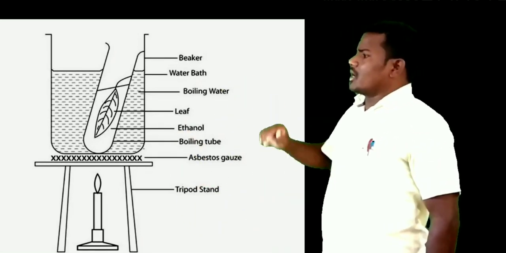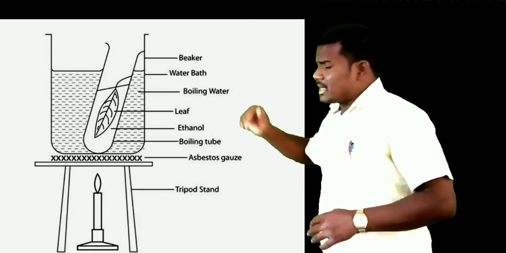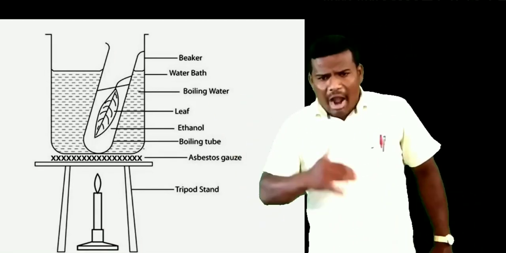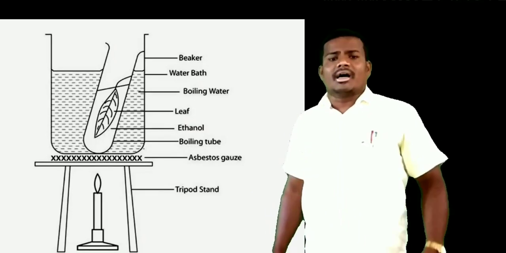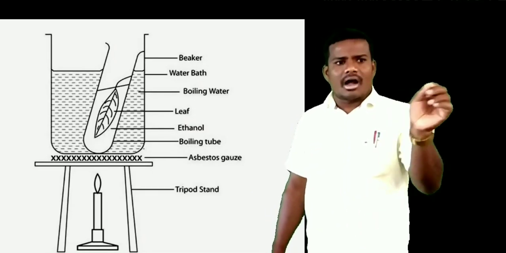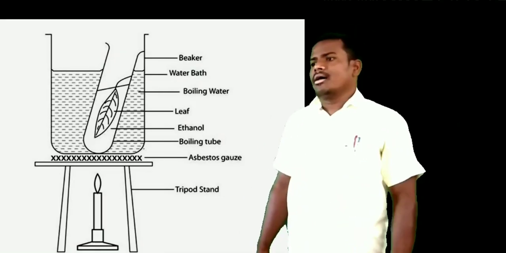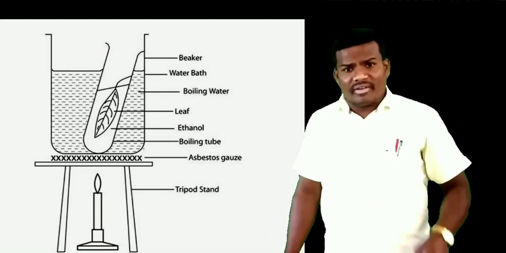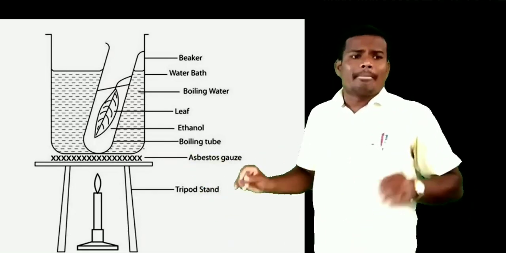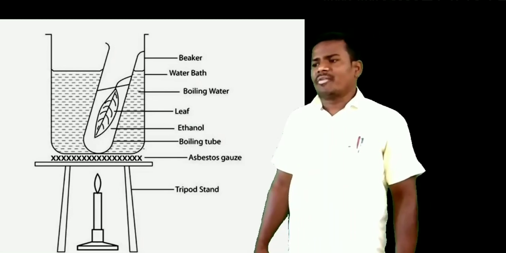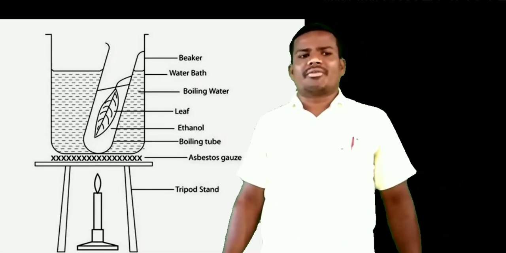So next is the observation. Take out this pale white colored leaf from the test tube and place it on this petri dish. Let us add a few drops of iodine solution to the pale white colored leaf on the petri dish. Leave it for a few minutes to observe.